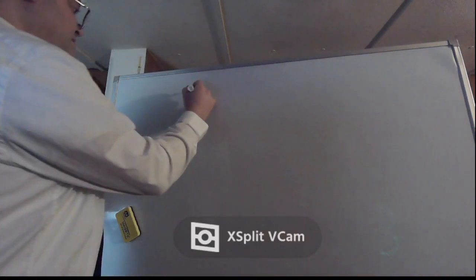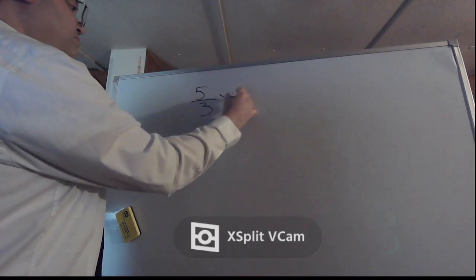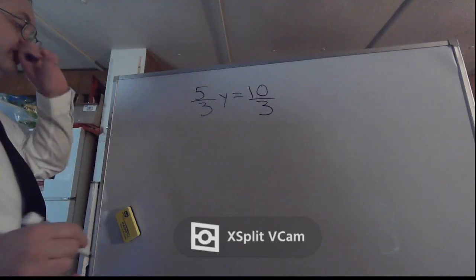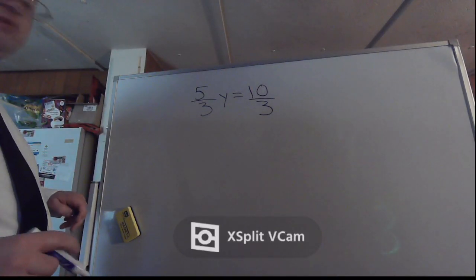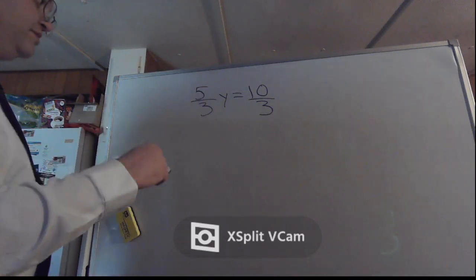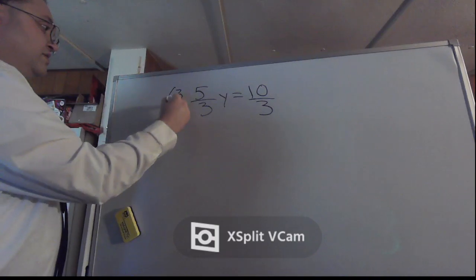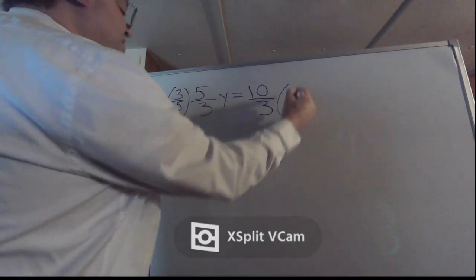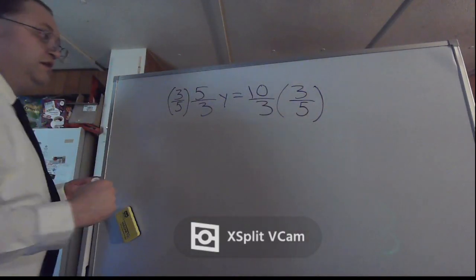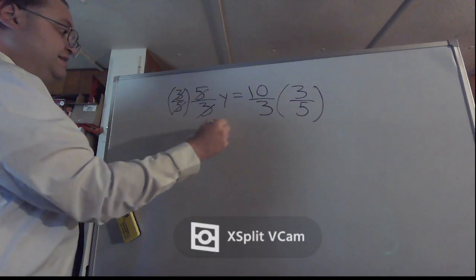Alright, I got 5/3 y equals 10/3. 5/3 y equals 10/3. So again, we want to get the y by itself. So what are we going to do? Multiply by the reciprocal of 5/3. That'd be 3/5, and then do that to the other side too. Alright, well the 5's will cancel, so the 3's, you'll have y by itself.